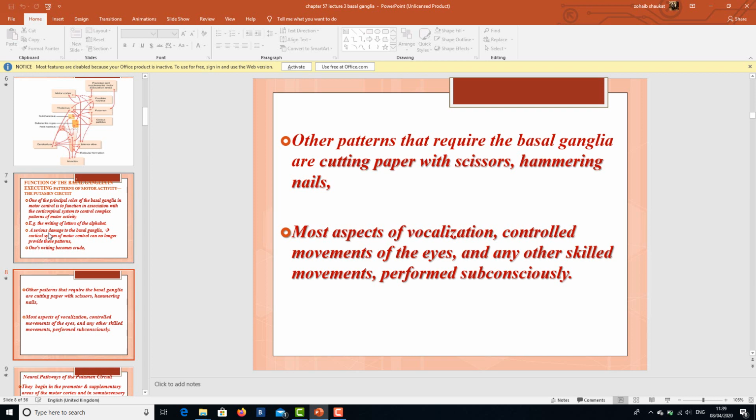Now, other patterns that require the basal ganglia are those where precision of movement is very much required. And what are they? They are cutting paper with scissors, hammering nails at the proper position, most aspects of vocalization, the controlled movements of the eyes, and any other skilled movements performed subconsciously.